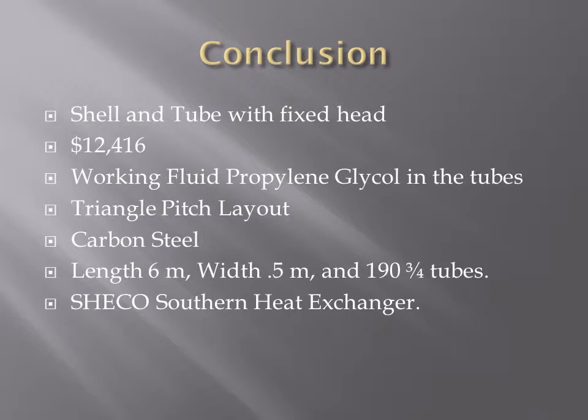In conclusion, we had a fixed head shell and tube design of just slightly over $12,000. The working fluid we chose to use is propylene glycol because it's safe to use with water, and with a triangle pitch layout made of carbon steel, length 6 meters long, with a width of half a meter, and there were 190 3/4 inch tubes. And Sheco Southern Heat Exchangers is a supplier that custom makes heat exchangers.